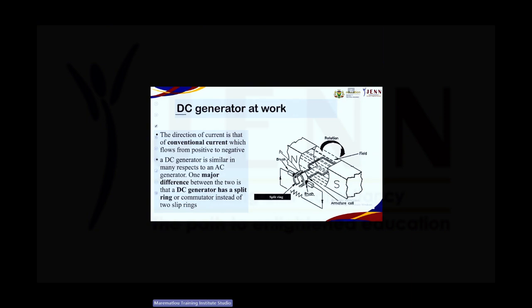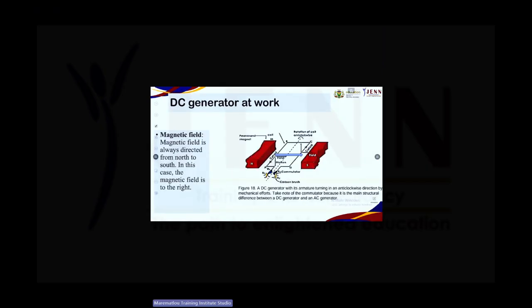So please, grade 12s, remember that, and then also remember the functions of them as well. Now, when we look at our DC generator, you can also use your right-hand rule in order to identify in which direction the coil is going to flip. So here you are going to also use your right hand, Fleming's right-hand rule.